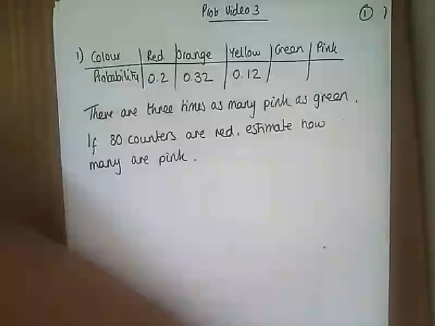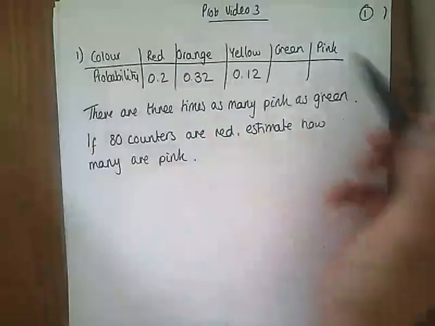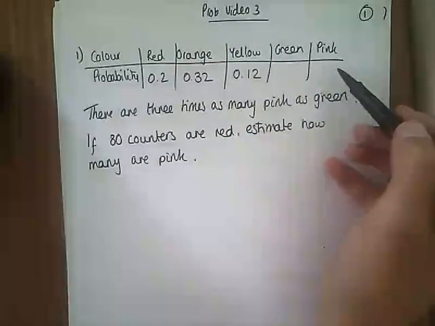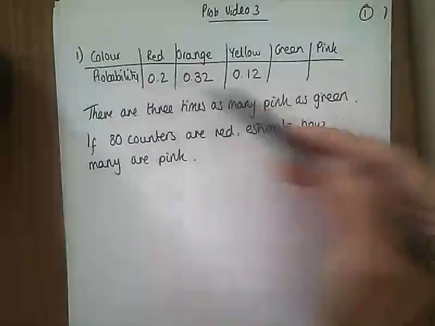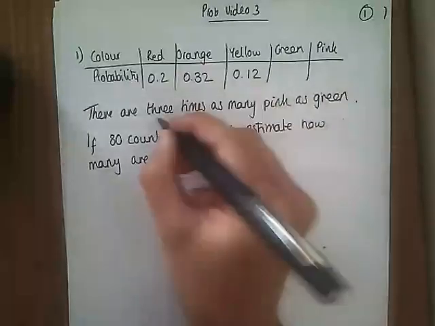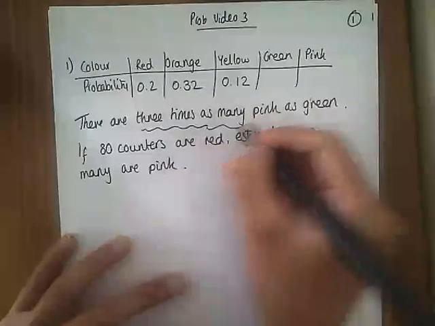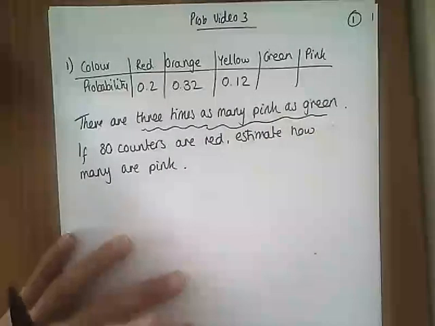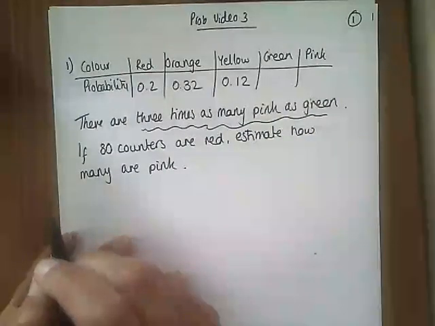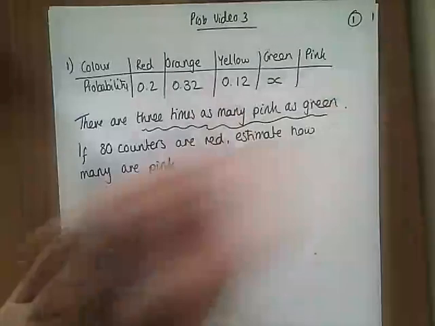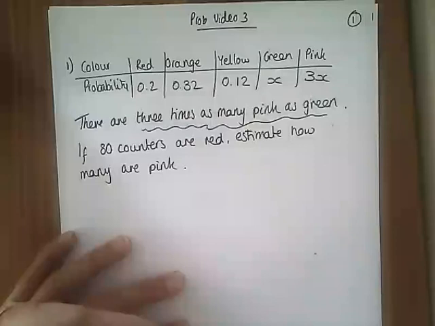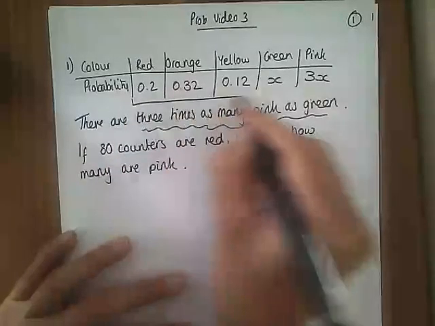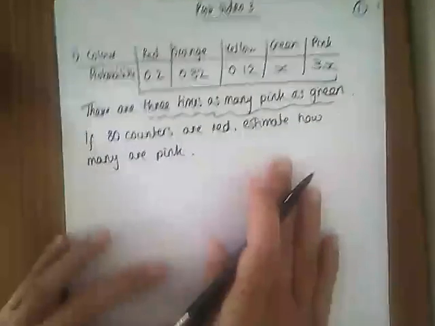So we've got a table here about the colours and the probabilities of taking certain counters. So the probability of taking a red counter is 0.2, etc, etc. Okay. It then tells us that there are 3 times as many pink as green. Okay. Now we're going to put that in terms of x. So if we say green is x, if there are 3 times as many pink, that means pink must be 3x. Okay. Now we know that all of these have to add to 1, so we're going to add up the ones we've got so far.